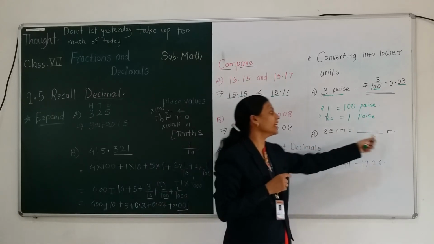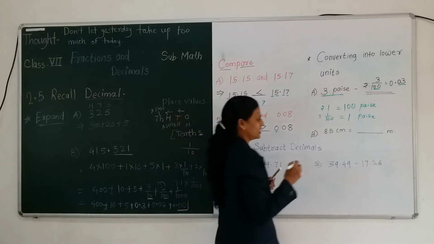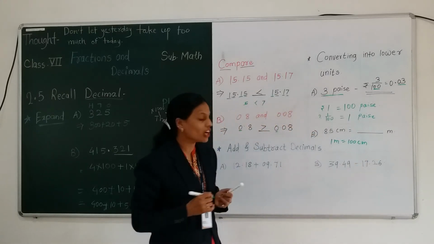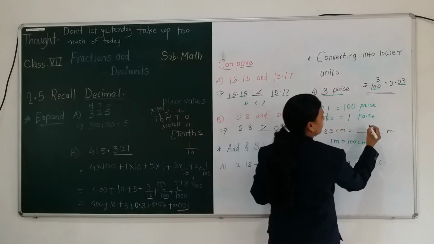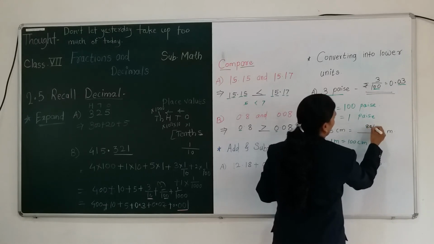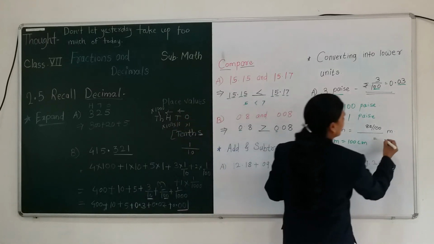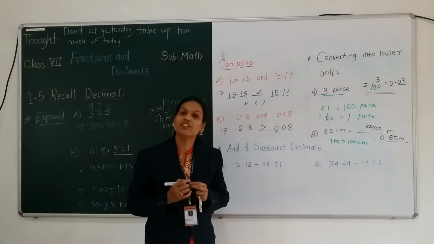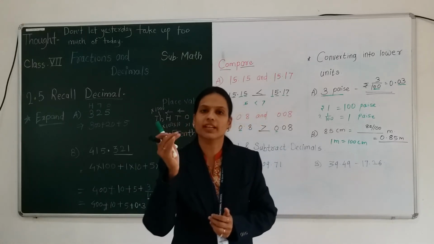Like that, can you convert 85 centimeter into meter? So first of all, tell me, 1 meter is equal to how many centimeter? Very good. 1 meter is equal to 100 centimeter. So 1 centimeter is equal to how many meter? Very good. 1 divided by 100. Like that, can you do this? 85 centimeter is equal to 85 upon 100. Yes, very good. Again, put the decimal point before two places. Number 85, we have two digits. So the answer is 0.85 meter. Clear? Understood?